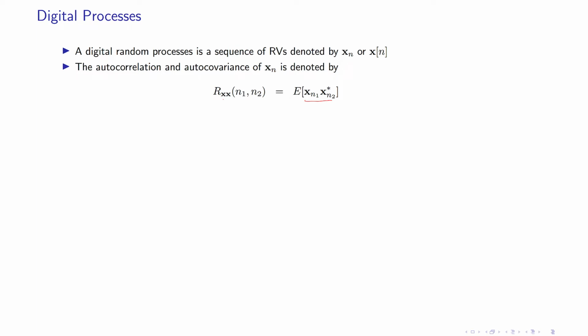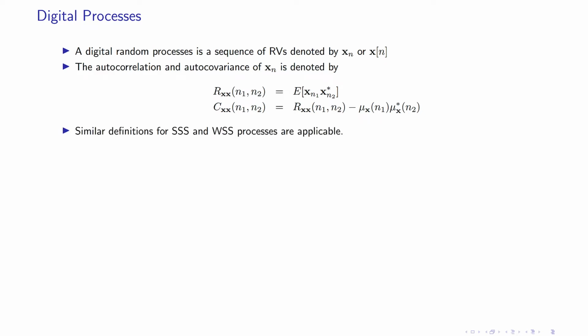Here, if this function is only a function of the time difference n2 minus n1, then we call this random process stationary, provided that the mean of x[n] is also constant. So same definition, the only difference here is that the time is an integer value as opposed to being any real value. So the autocovariance is just you remove the means. Similar definitions can be easily defined for discrete random processes.